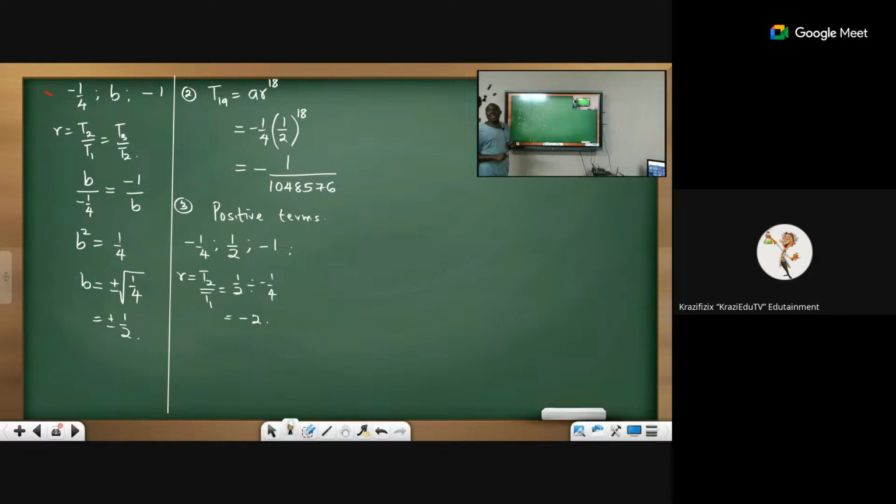So which terms are going to be positive? Your T2, your T4, your T6. So let's extract that out. Positive terms will be half. What's going to be our next positive term? 2, because we are multiplying each term by -2. -1/4 times -2 gives us half. Half times -2 gives us -1. -1 times -2 gives 2. So we are dealing with T2, T4, T6. Beautiful. We're done.